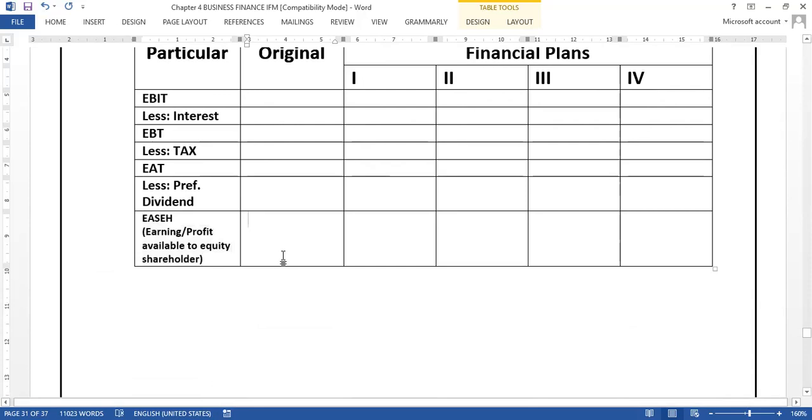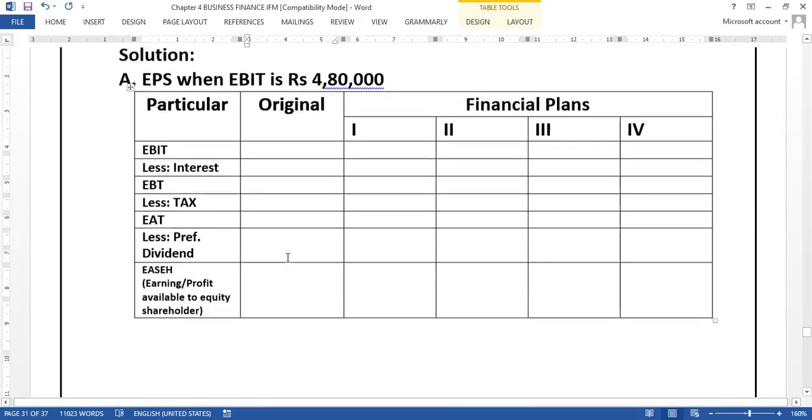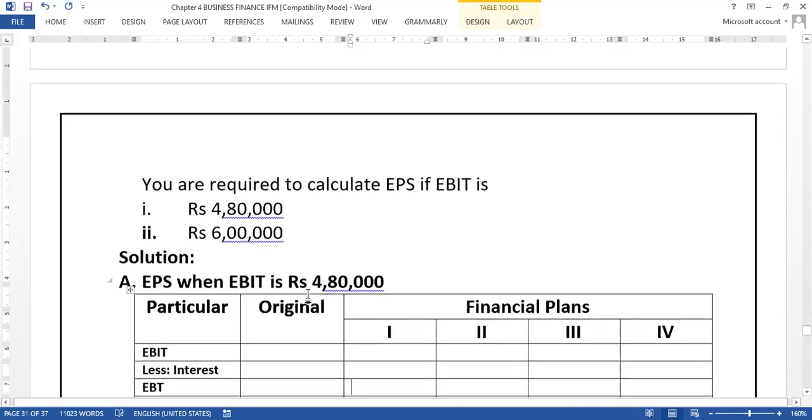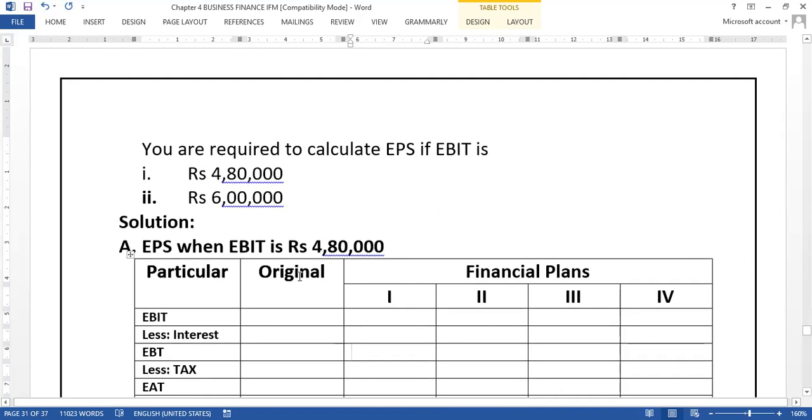Okay. Now, first let us go with the question one by one. As per the question, they clearly mentioned that if EBIT is 4 lakh, it will be 4 lakh here. Again, EBIT remains the same for all the financial plans: plan 1, plan 2, plan 3, plan 4.